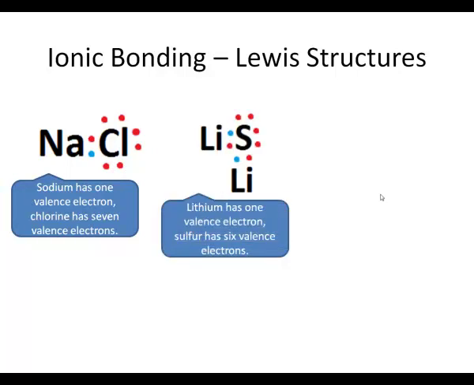Same story for this next one, except in this case I have sulfur. Sulfur only has 6 valence shell electrons, therefore it needs to get 2 more, and it achieves this by bonding with 2 lithiums. Each lithium has 1 electron represented in blue, whereas sulfur has 6 electrons represented in red. So sulfur needs to take 1 electron from each lithium to have a full octet.